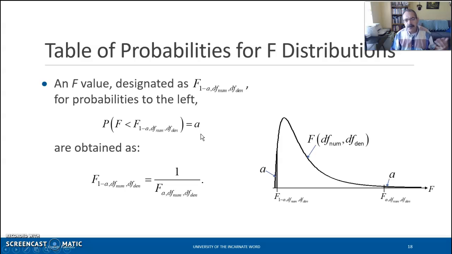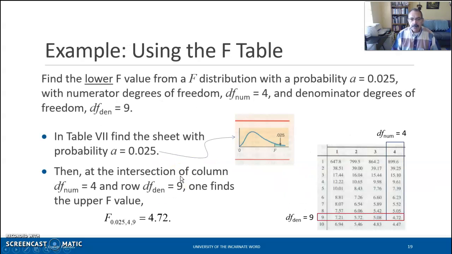If these subindices cause you trouble, call them F lower and F upper, for example, or F high and F low, whatever works for you. Just make sure that you know that these two numbers are different, because this distribution is not symmetric. To find the lower value, we just use the inverse of the upper value. From the table, you find the upper value, and once you have it, to find the lower value you just take the inverse of that value. All right, let's look at an example.